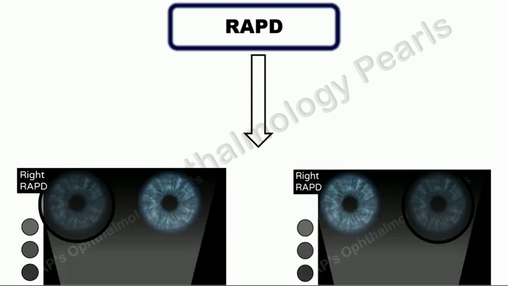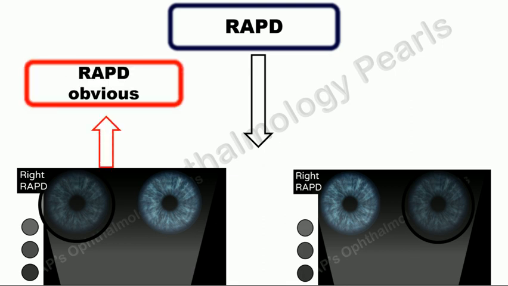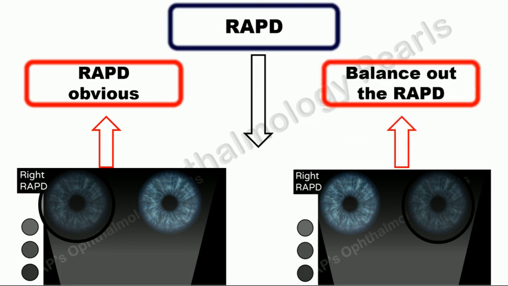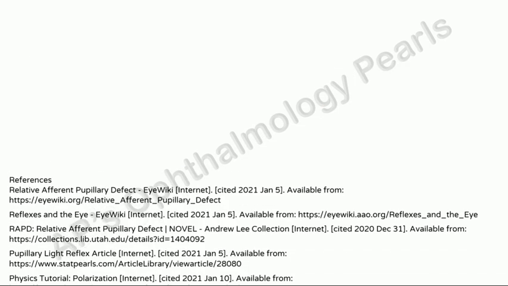However, if there is an RAPD, either you would have placed the filter in front of the normal or the abnormal eye. If you perform the swinging flashlight test with the filter in front of the affected eye, the filter further reduces conduction of light and now the RAPD becomes obvious. If you place the filter in front of the normal eye, the reduction of light balances out the RAPD of the other eye and it will be as if you are doing the test in a patient with two normal eyes. Crossed polarized filters may also be used to quantify an RAPD.